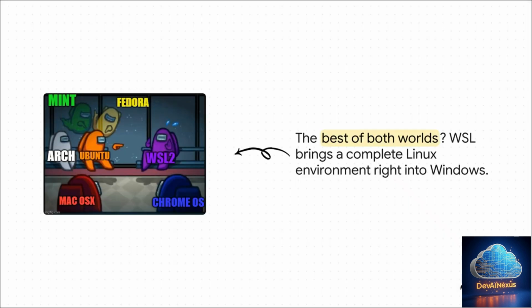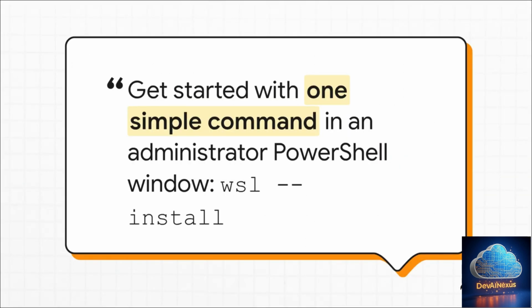When you first hear about it, WSL can feel a bit like the imposter in the room, just like this meme kind of suggests. But it very quickly proves itself, sitting there happily next to the other operating systems, giving you that incredible best of both worlds feeling. And getting started? It honestly couldn't be easier. You just pop open an administrator PowerShell, type wsl --install, hit enter, and that's it. Windows just handles everything. It enables the right features, downloads the Linux kernel, and even installs a default Ubuntu distro for you. It is remarkably simple.